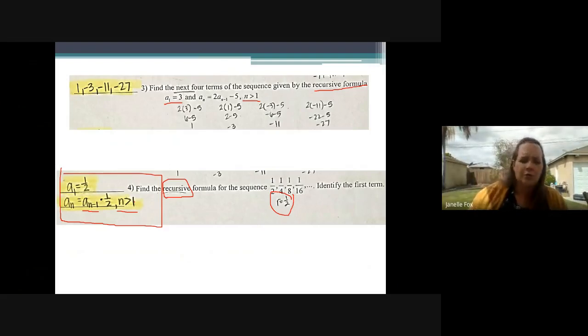I know it looks nice, right? But make sure you have all three parts of this answer. You have to have the first term, you have to have what you're doing to the previous term, and then where you're starting with it. So there are three parts to this.